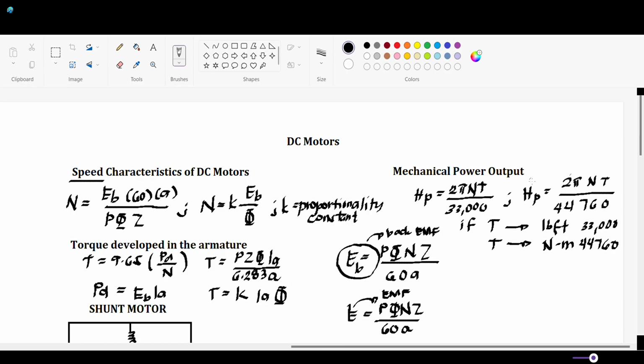And in mechanical power output, we will be using two formulas. Actually, they are the same, but they change with the denominator. The first one, we use 33,000, and the second one we will be using 44,760. Now, when are we going to use 33,000 and when are we going to use 44,760? If the unit of the torque is in pound-foot, we will use 33,000. And if the unit of the torque is in Newton meter, we will use 44,760.